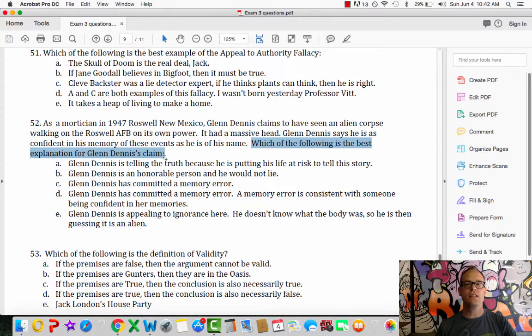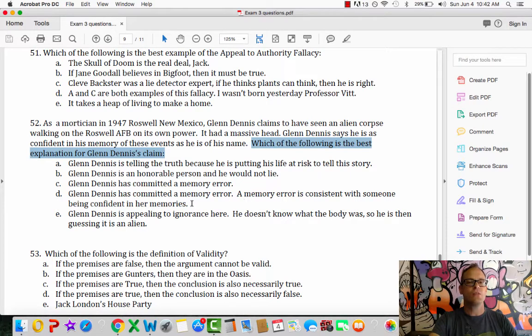A, he's telling the truth because he's putting his life at risk. B, he's an honorable person and he wouldn't lie. C, he's committed a memory error, and a memory error is consistent with someone being confident in their memories and appealing to ignorance. Okay, the best answer here is the memory error, right?